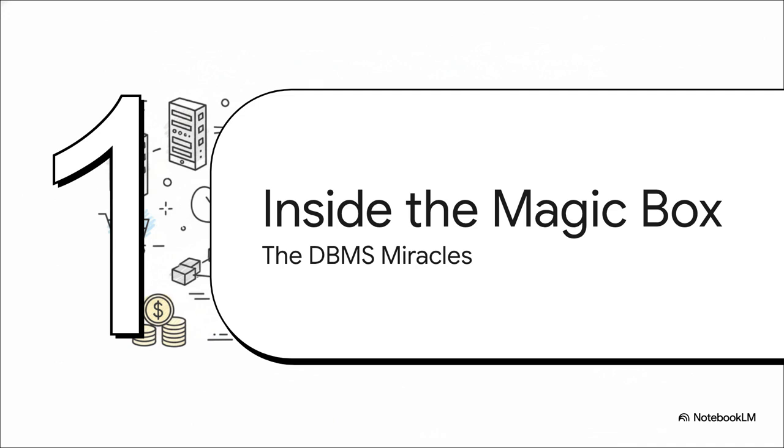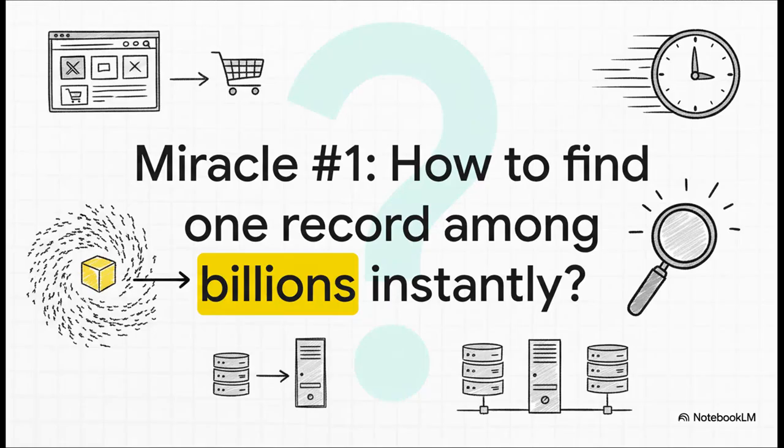3 little miracles, all in the blink of an eye, just to stop the whole thing from falling apart. First up, speed. Think about a huge online store with billions of past orders. When you want to see your order history, you can't sit around waiting for the system to read through every single order ever placed. So how on earth does it find yours instantly?